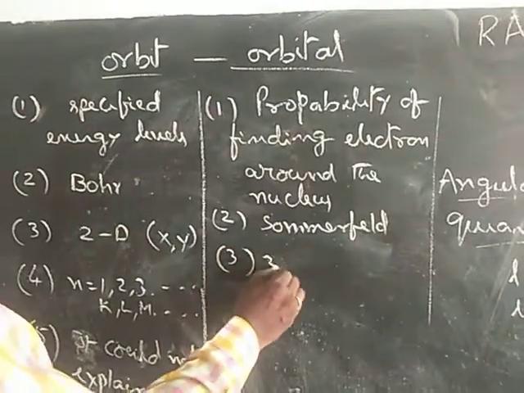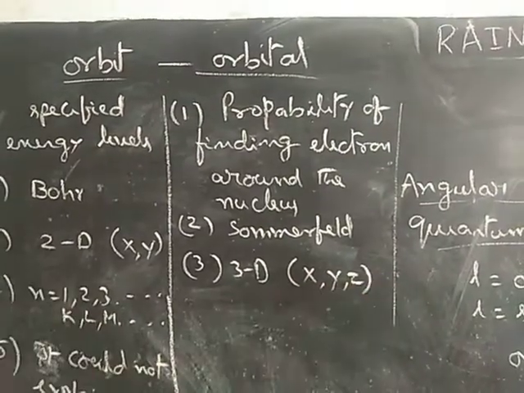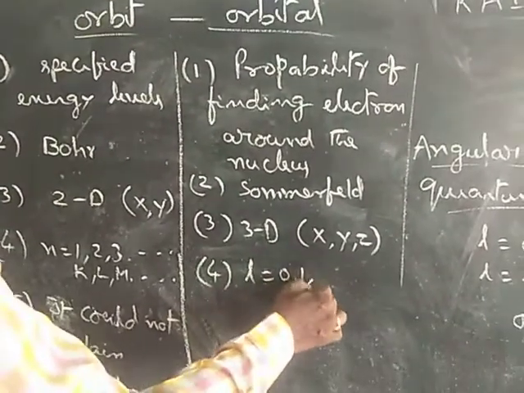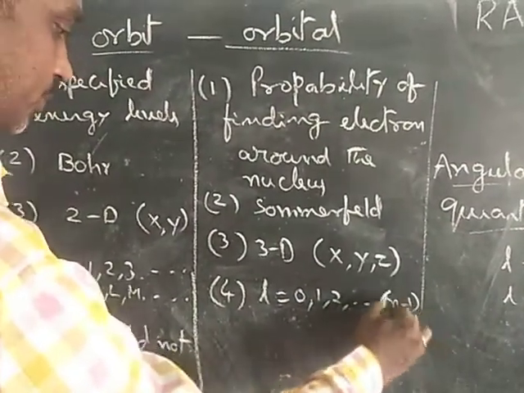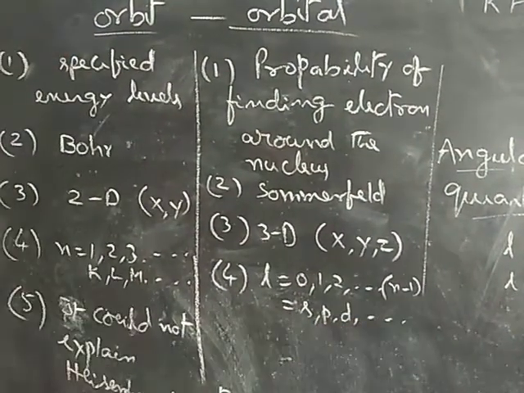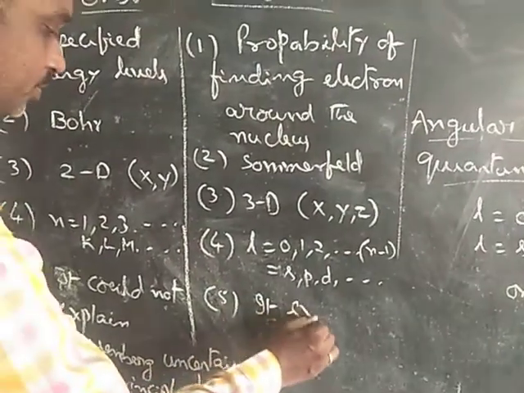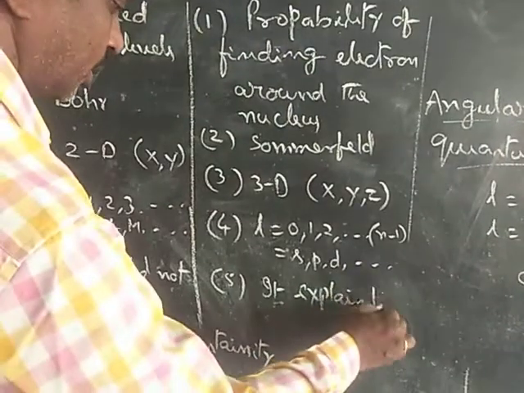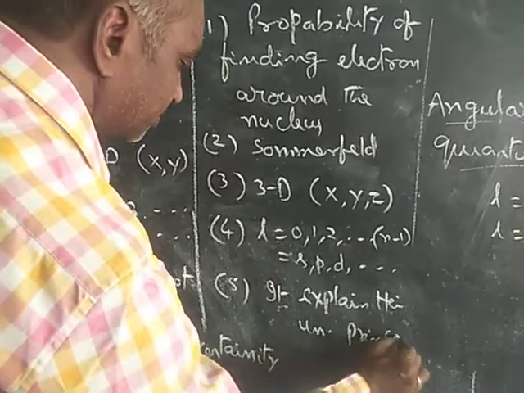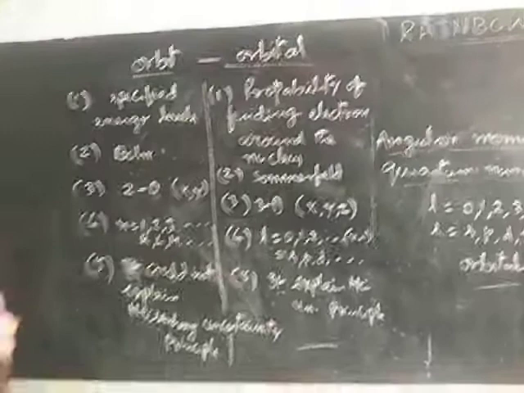This is three-dimensional. Three-dimensional means it consists of x, y, and z axes. And it is denoted by the letter L. L value 0, 1, 2, etc., up to n minus 1. That is s orbital, p orbital, d orbital, and so on. Last point is, it explains the Heisenberg uncertainty principle. These are the main differences between orbit and orbital.